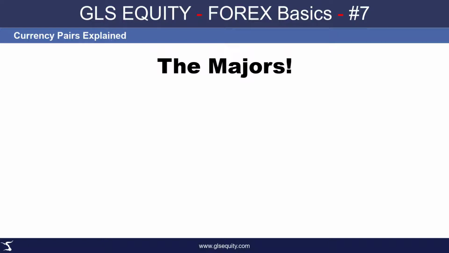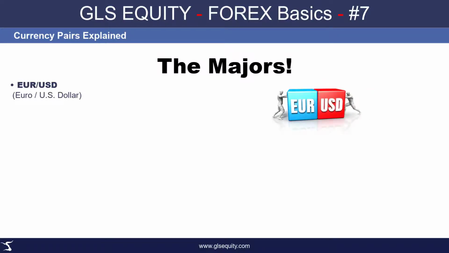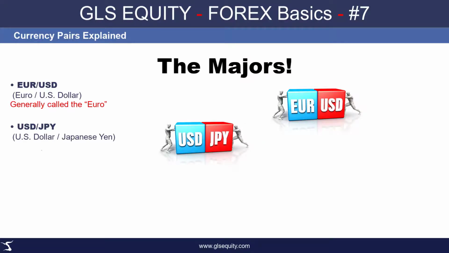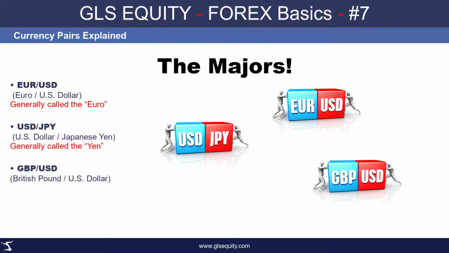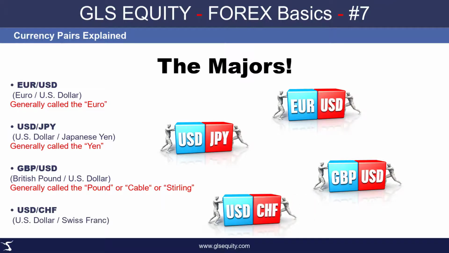The most traded currency pairs in the world are called the majors. EUR-USD, generally called the euro. USD-JPY, generally called the yen. GBP-USD, generally called the pound, or cable or sterling. USD-CHF, generally called the Swissy or franc.